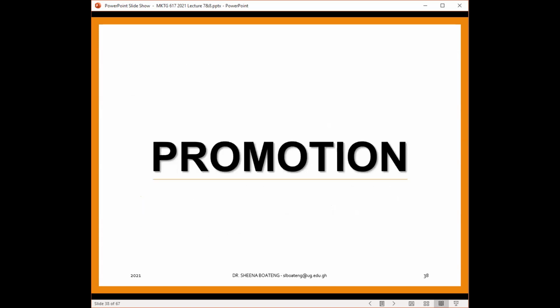And with that, we've come to the end of the discussion on the place element, which culminates our discussion on the first three elements of the marketing mix and how online technology can be used to enhance them, including product, price, and place. In our next session, we will focus on the other remaining elements, including promotion, people, processes, and physical evidence.